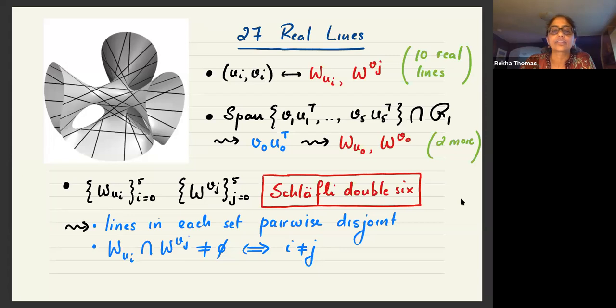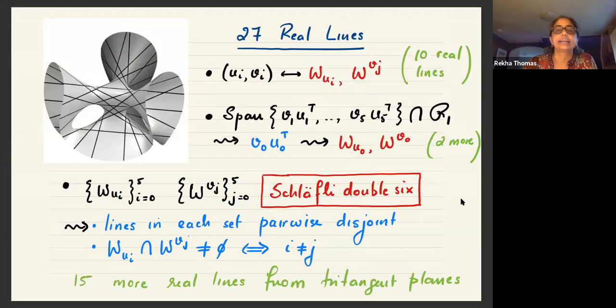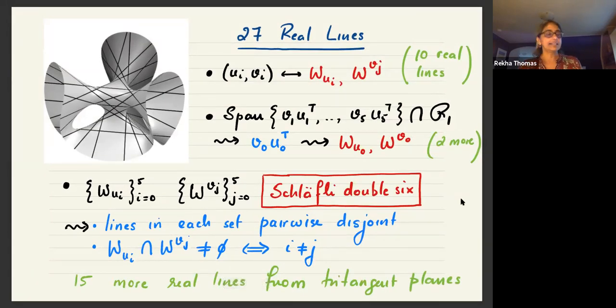So that makes altogether 12 lines. And then it turns out there are 15 more lines, and these come from tritangent planes. So what happens is you take a WUI and a WVJ, and look at the plane they span. That plane is tritangent to the cubic surface. It cuts the surface in one more line, and that gives you the other 15 real lines. So there are 27 real lines on this, all coming from the point pairs that we had in the beginning.